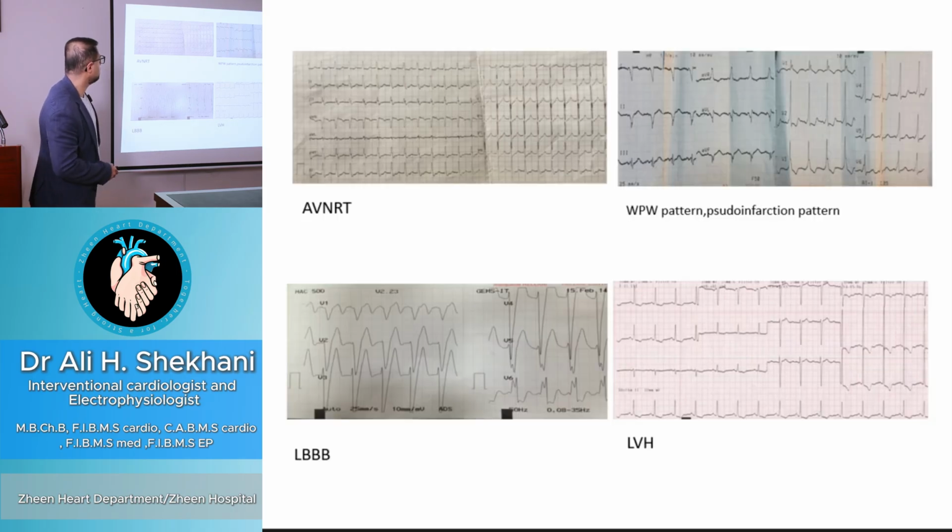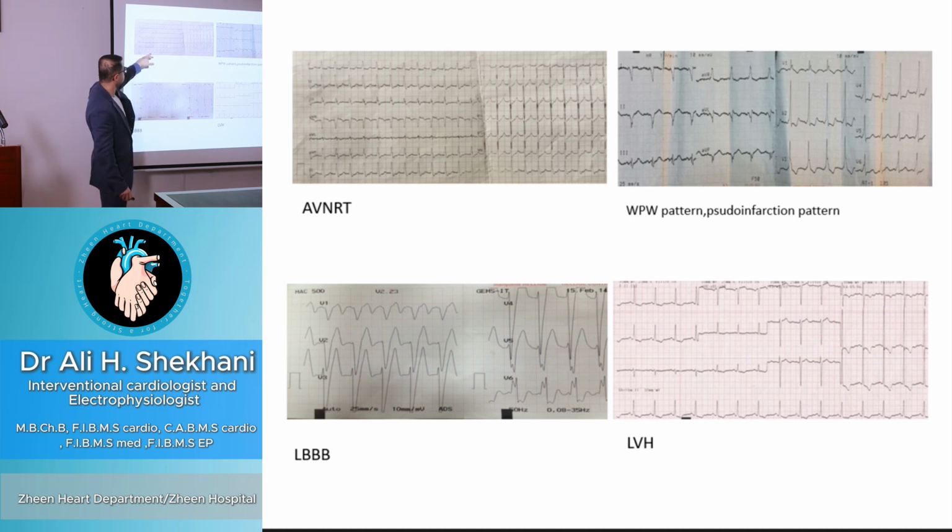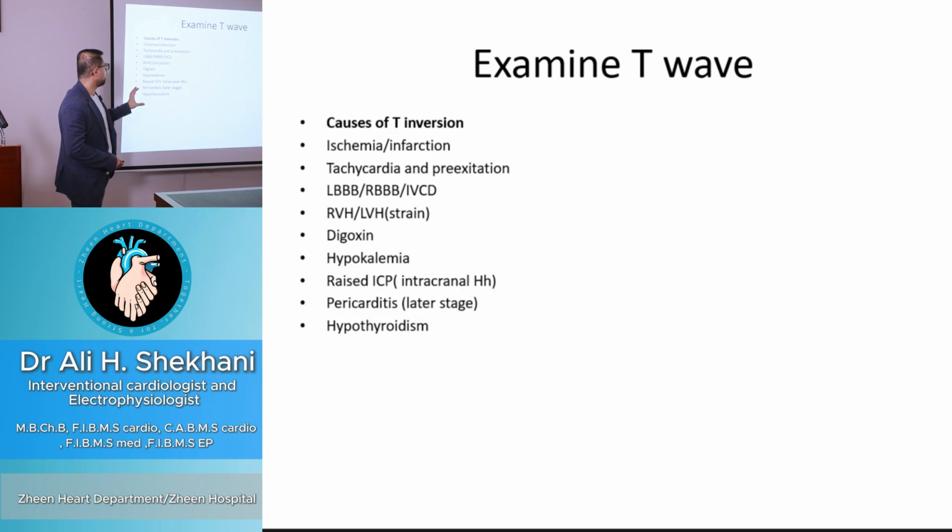This is again some ST depression, but not due to myocardial infarction. This is in a patient with tachycardia, AVNRT. This is a left bundle branch block. This is left ventricular hypertrophy, and this is pre-excitation, WPW syndrome. All of them are associated with ST depression. T-wave. The causes of T-wave inversion are exactly similar to the causes of ST depression.